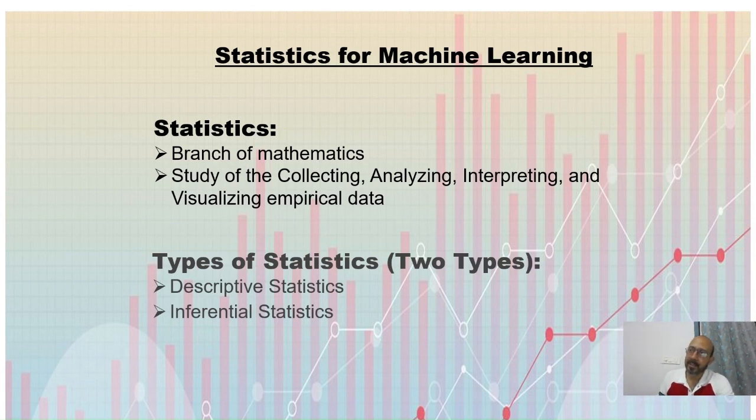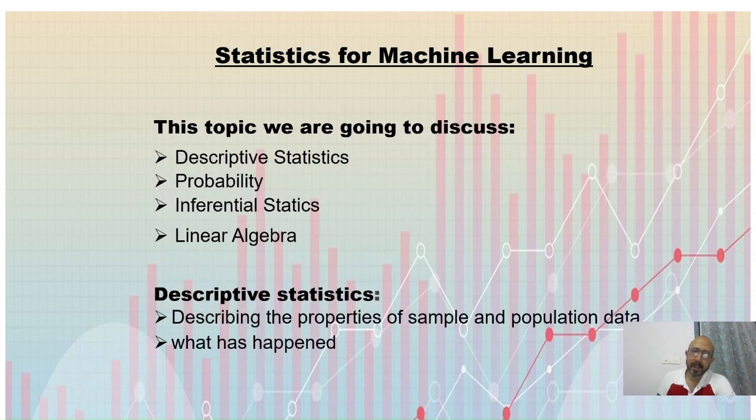What is statistics? Statistics is a branch of mathematics that deals with collecting, analyzing, interpreting, and visualizing empirical data. Types of statistics: descriptive statistics and inferential statistics are the two major areas of statistics. These are the topics we are going to discuss: descriptive statistics, probability, inferential statistics, and linear algebra.